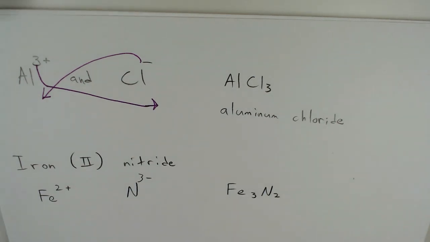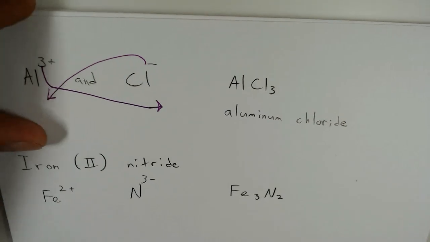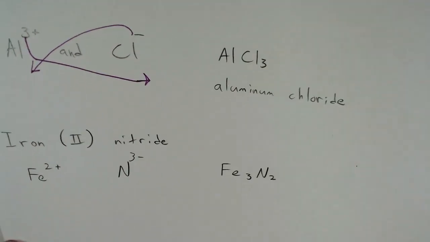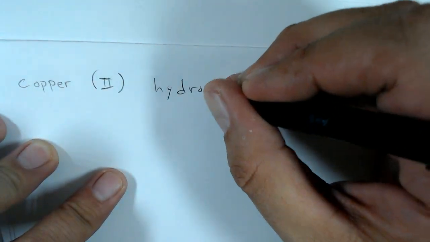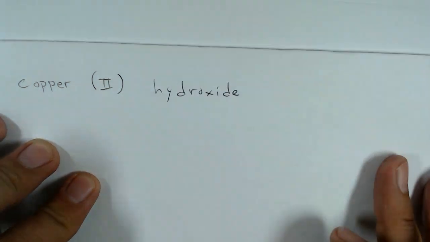So let's go ahead and work through a couple more. So I think in this next example here, let's go ahead and say copper 2. And we'll step it up a little bit. Copper 2 hydroxide.